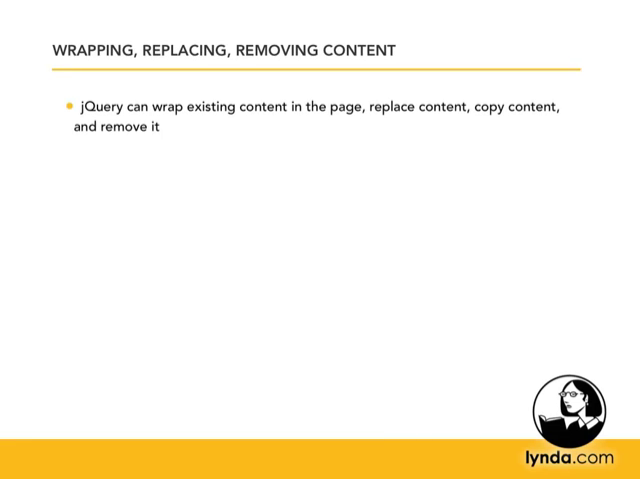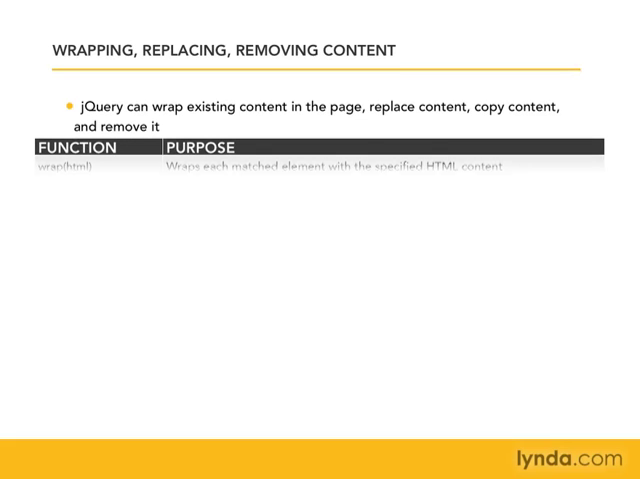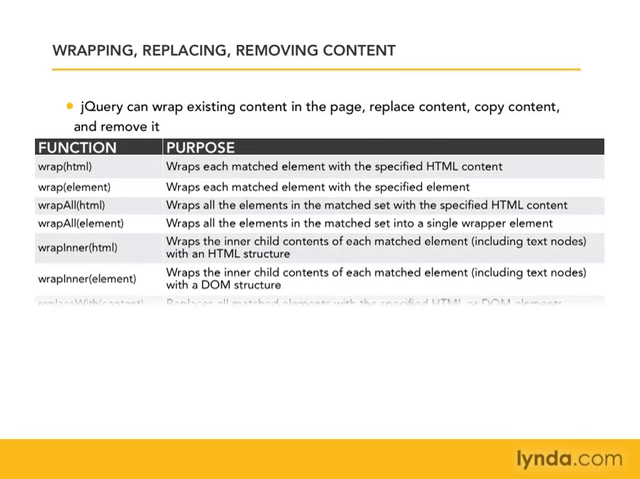In this lesson, we're going to see how to use jQuery for wrapping, replacing, and removing content. Up until now, we've seen how to insert and manipulate some content, but now we're going to do a little bit of additional operations. In addition to inserting content, jQuery has a bunch of functions for wrapping content in a page, replacing it, copying it, removing it, all that great stuff. So here's the list of functions that you use in order to do that.